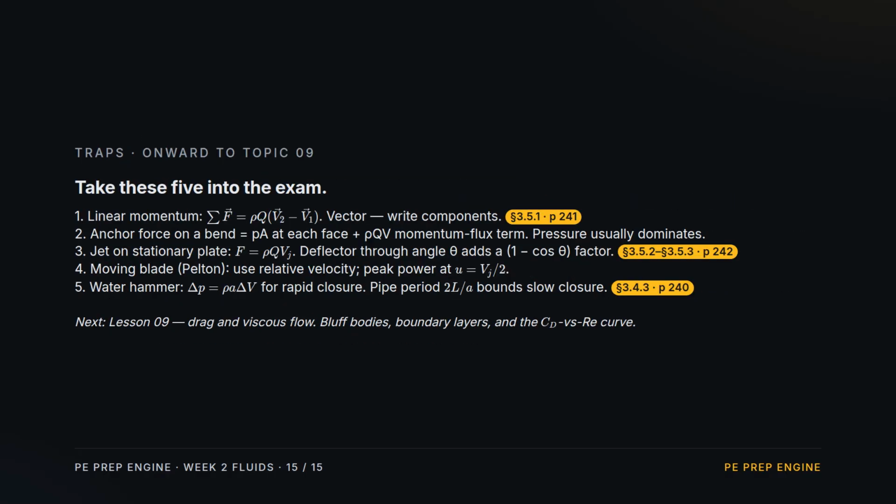5 takeaways. 1. Linear momentum sums to mass flow times velocity difference as a vector. 2. Anchor force on a bend is pressure times area at each face plus the momentum flux term. Pressure usually dominates. 3. Jet on a stationary plate is rho Q V jet. A deflector through angle theta adds a 1 minus cosine theta factor. 4. Moving blade analysis uses relative velocity, peak power at half the jet speed. 5. Water hammer follows Joukowsky for rapid closure. The pipe period 2L over A bounds the spike for slow closure.